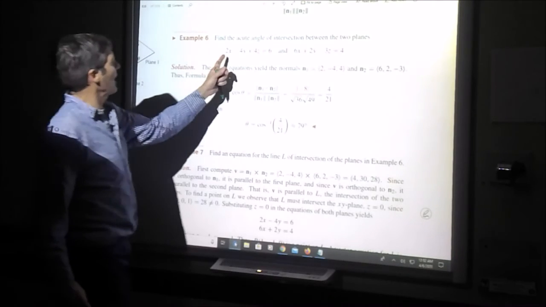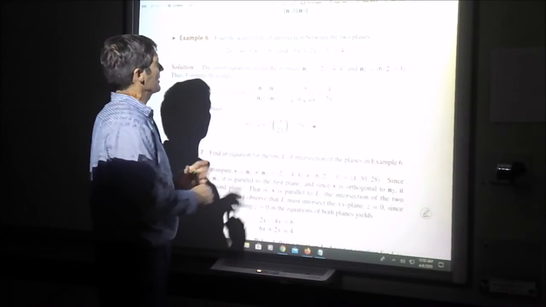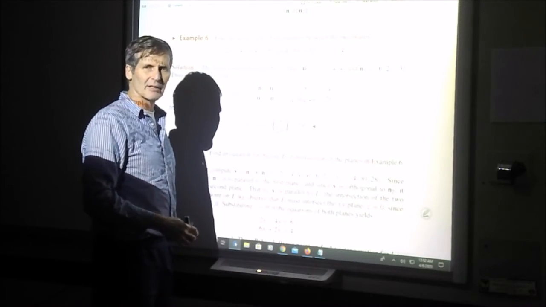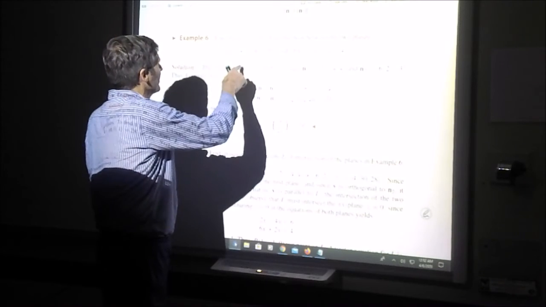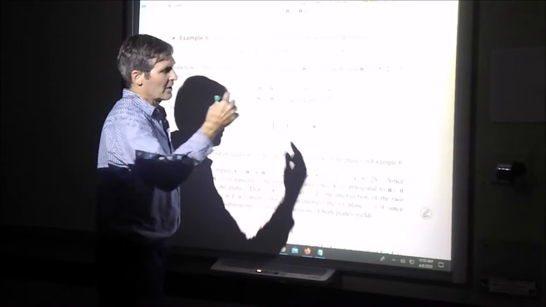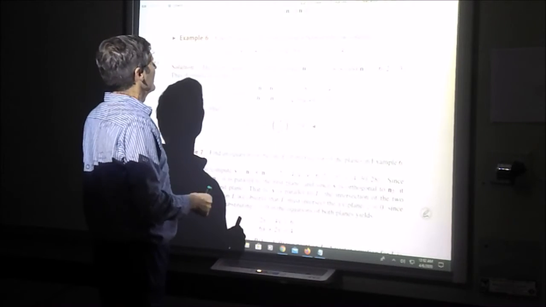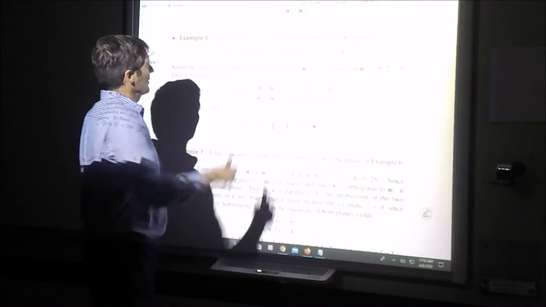So in this case, if I have the planes 2x minus 4y plus 4z equals 6, and 6x plus 2y minus 3z equals 4, how do I know they're planes? They're ax plus by plus cz equals d. That's automatically a plane. That's the standard form, except the book puts d on this side. So it's standard form with d on the other side.